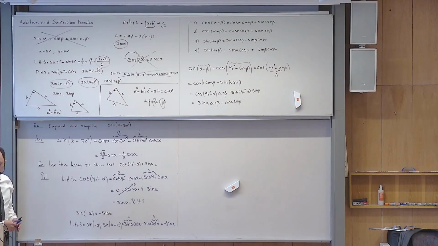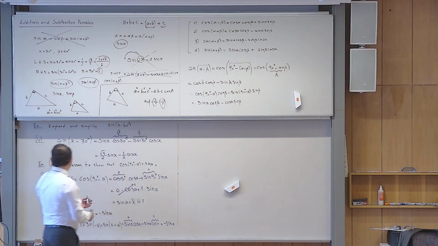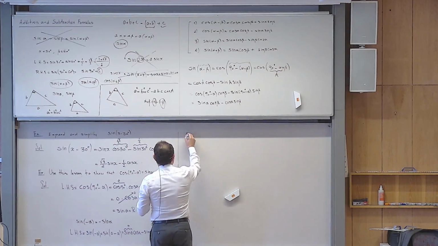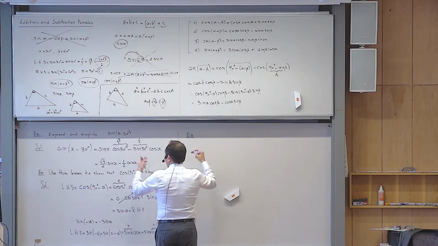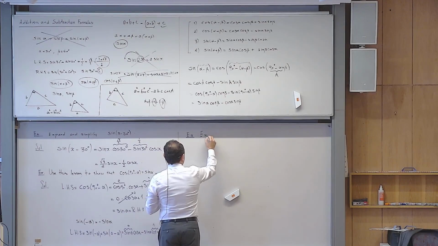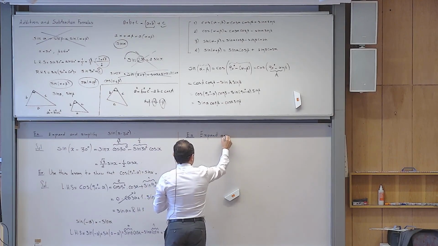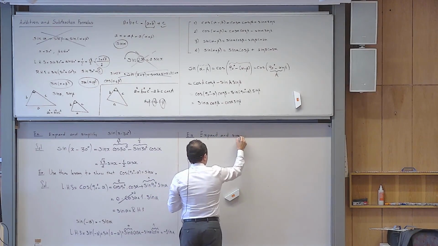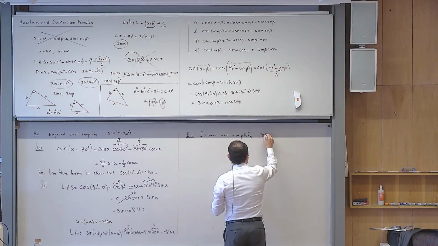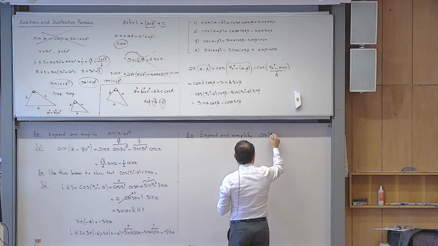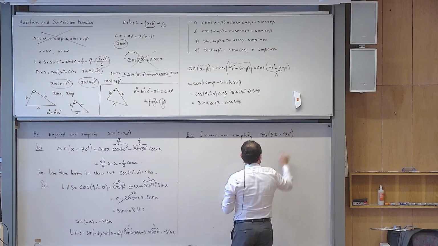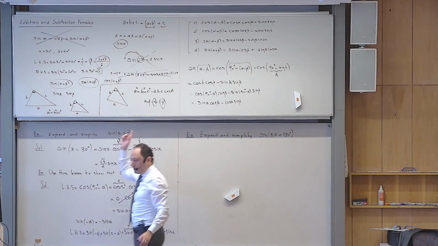I use the example in the book, but I change it a little bit. I would say expand and simplify. The book has asked you to prove something. Okay, so I want to wait for you. Expand and simplify. Okay, what is that? It is cosine 3x plus 180 degrees. Okay, I want to wait for you. The formulas are in front of you, yes?